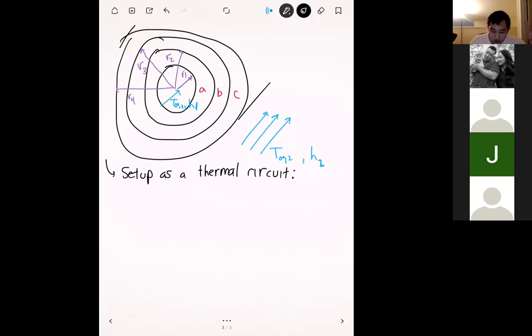And so in this problem, we're going to need five different resistors. We're going to need three resistors for each of the different solid layers: layer A, layer B, and layer C. And we need two resistors for the convection, so we need one for the inner convection and one for the outer convection. And so our circuit would look like this.